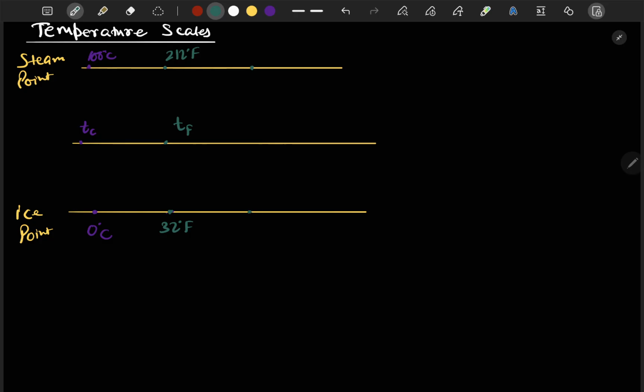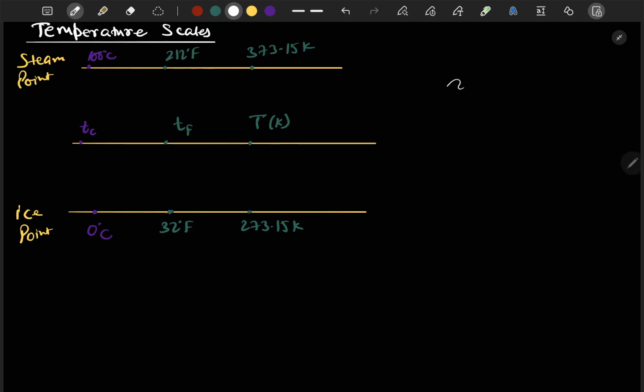And if we talk about the Kelvin scale, let's start with 0 degree Celsius. At the ice point it is 273.15 Kelvin, and at the steam point it is 373.15 Kelvin, and let's say there is some intermediate temperature T in Kelvin. If asked to convert the temperature from the Celsius scale to the Fahrenheit scale, we can do it by interpolation only.